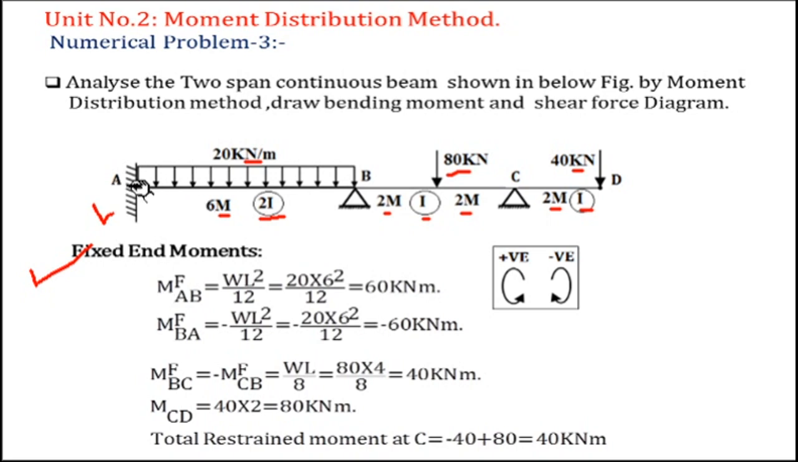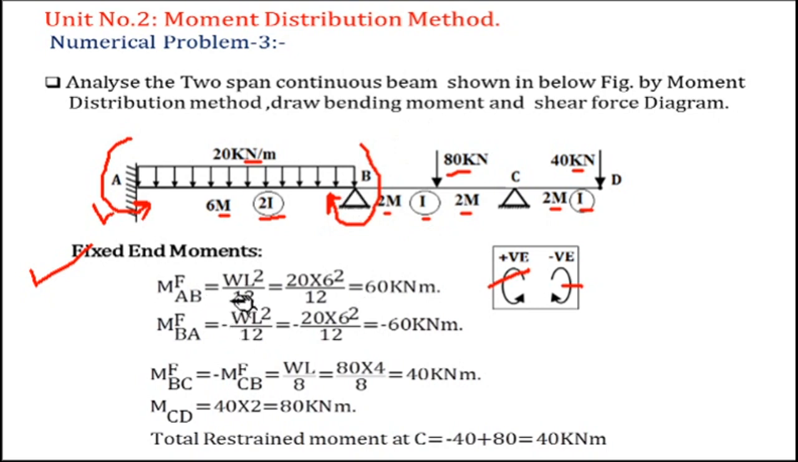Now first, let's consider AB span. Anticlockwise moment positive and clockwise moment negative. These are the sign conventions. For AB span, at A the moment is anticlockwise and at B the moment is clockwise.